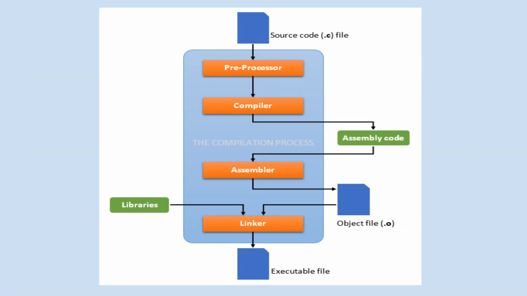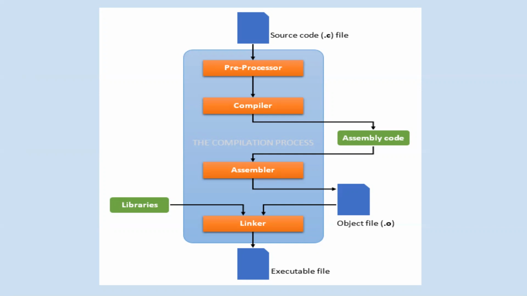Preprocessor takes the source code as input and it removes the comments from the source code. It interprets the preprocessor directives. For example, we have the stdio.h directive available in the program. Then the preprocessor interprets the directive and replaces the directive with the content of stdio.h. That is the use of a preprocessor command.